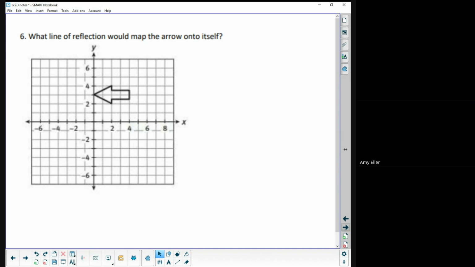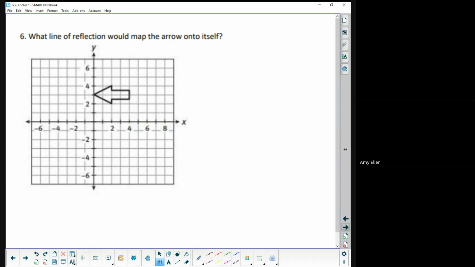Okay, number 6. What line of reflection would map the arrow onto itself? Raise your hand if you have an answer for number 6. 1, 2, 3. Only 3 of you have an answer? What'd you put?